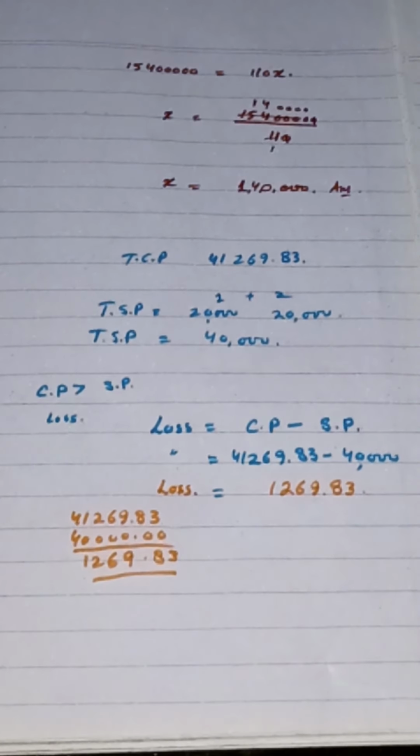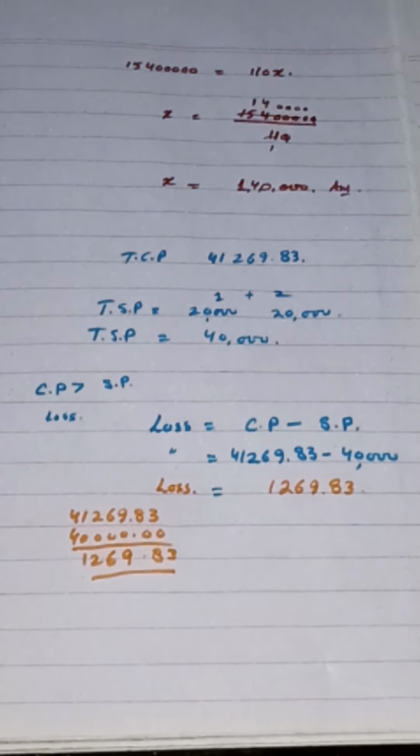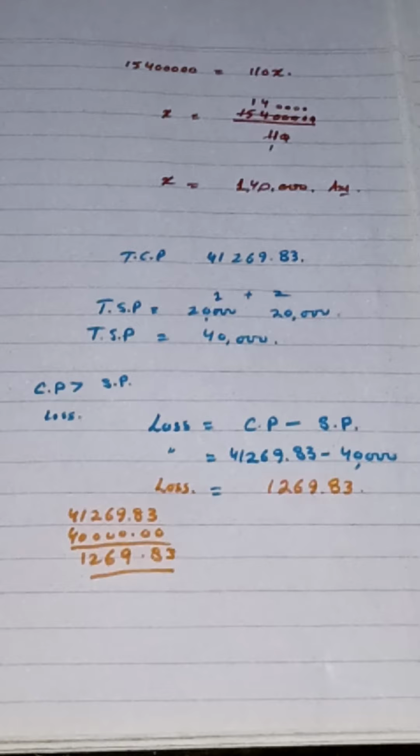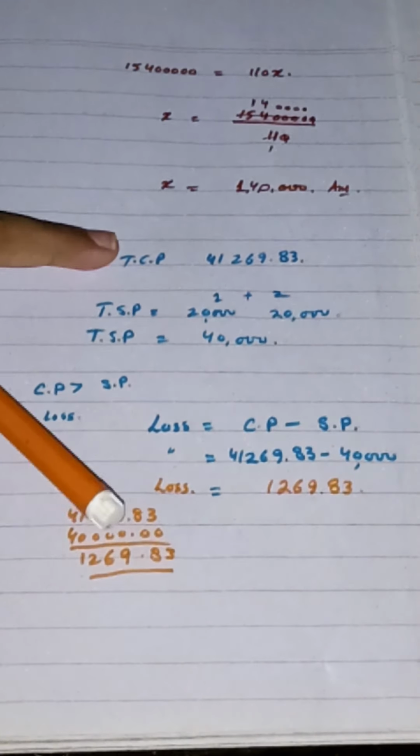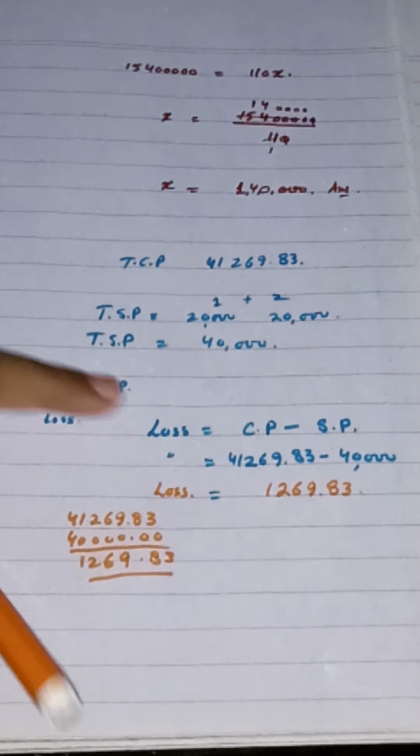So first find out the cost price of number 1 buffalo and the cost price of number 2 buffalo. Then find out the total cost price and the total selling price. If cost price is greater than selling price, then find the loss.